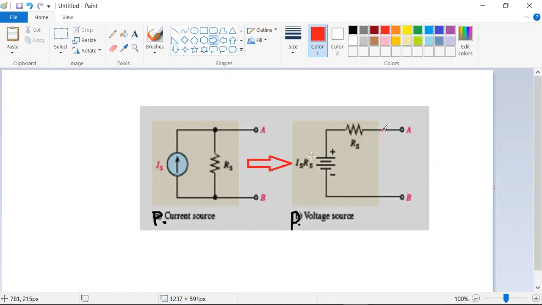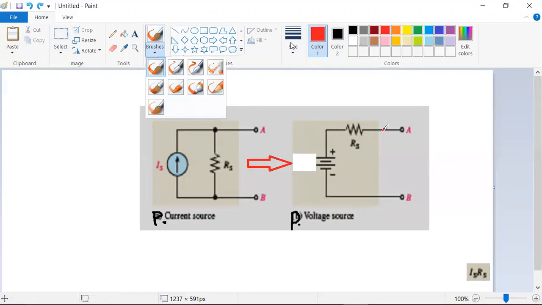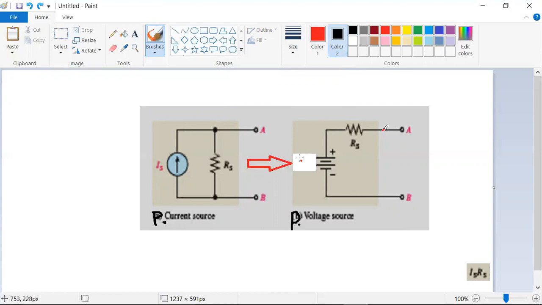Before writing IsRs, you should mention this is Is, and this is Vs. Please try to mention this part over here. Let me write this is Vs.